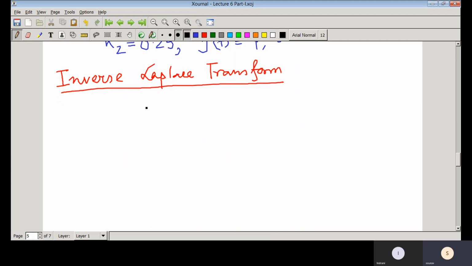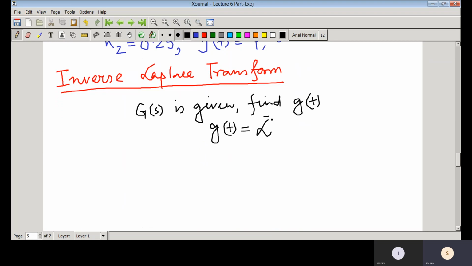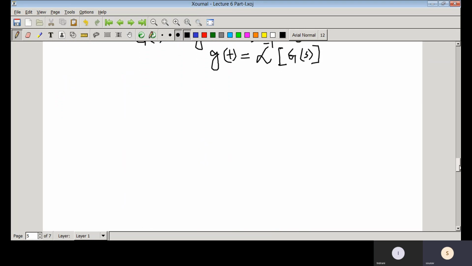Whenever G(s) is given and you are asked to find g(t), you need to take the inverse Laplace transform. That means g(t) equals the inverse Laplace transform of G(s), that is the notation. We will learn this inverse Laplace transform via some examples.